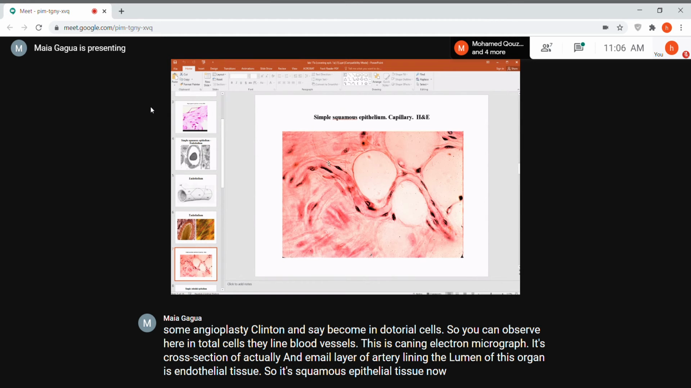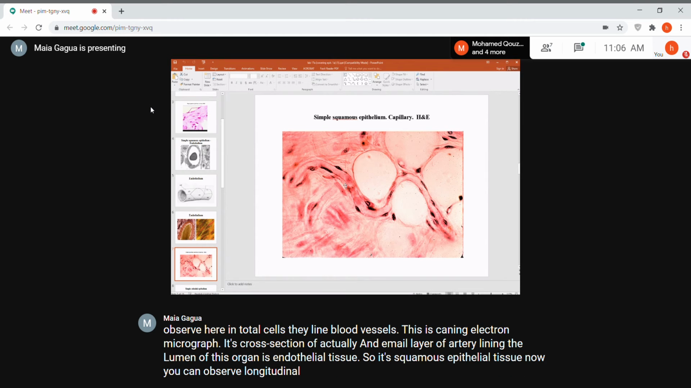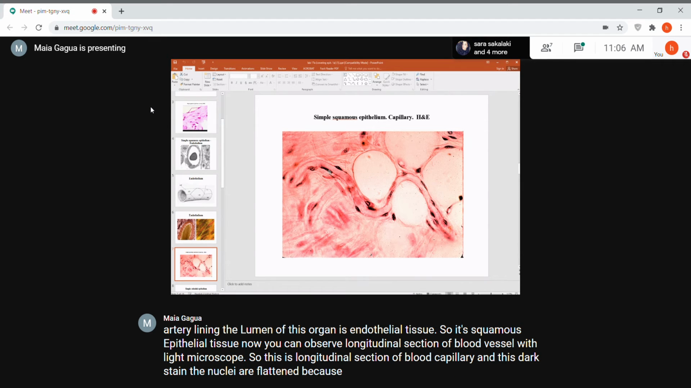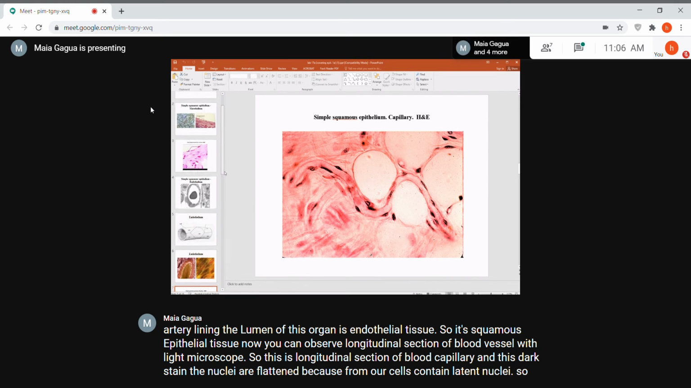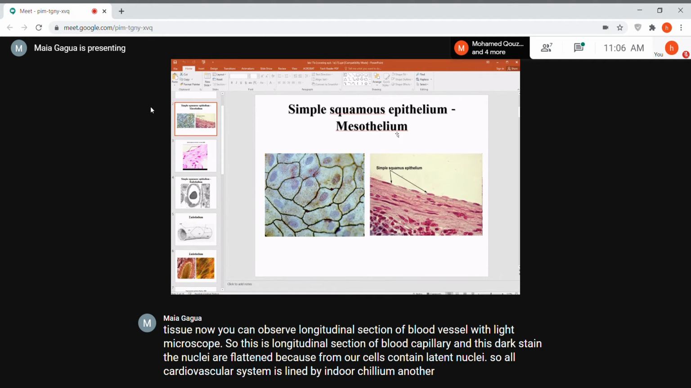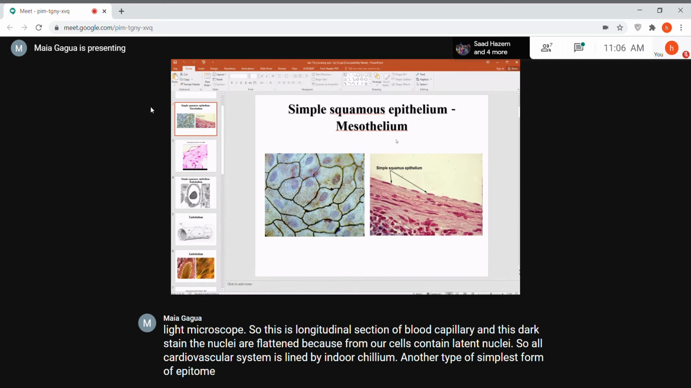Now you can observe a longitudinal section of a blood vessel with light microscope. So this is a longitudinal section of a blood capillary, and these dark stained nuclei are flattened because squamous cells contain flattened nuclei. So all cardiovascular system is lined by endothelium. Another type of simple squamous epithelium is mesothelium, and it lies in peritoneal, pericardial, and pleural cavities.